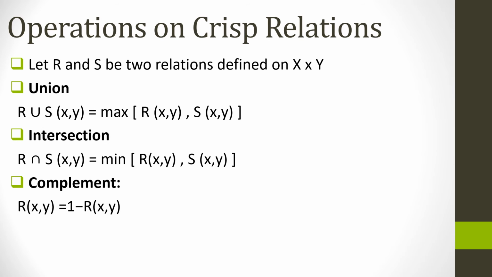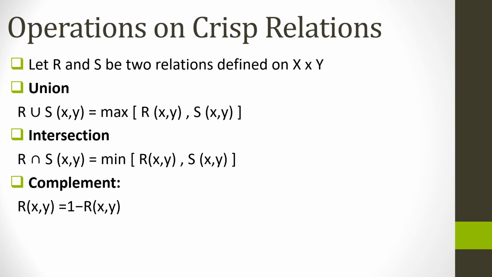Let us see operations on crisp relations. Suppose two sets are given, R and S, defined on X cross Y. In union, which means OR, R union S on (X, Y) is equal to the maximum element from R of (X, Y) and S of (X, Y).